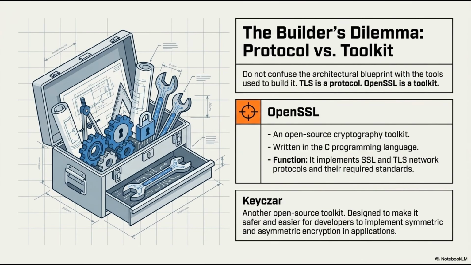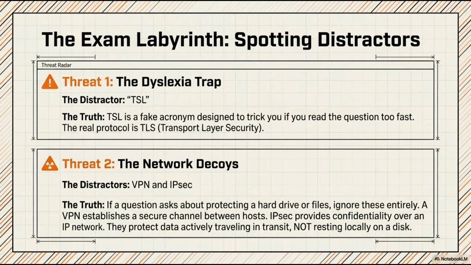Almost at the end. We're on slide 10, the exam labyrinth, spotting distractors. Time to navigate the traps. Yeah, we have a threat radar visual here. And threat 1 is the dyslexia trap. I love this one. It lists TSL. I mean, I have to laugh. TSL. It seems funny now, but test writers use fake acronyms like TSL intentionally to trick speed readers. Because your brain just autocorrects it when you're tired. Exactly. You're 4 hours into an exam, you see TSL, you think TLS, and you get the question wrong.